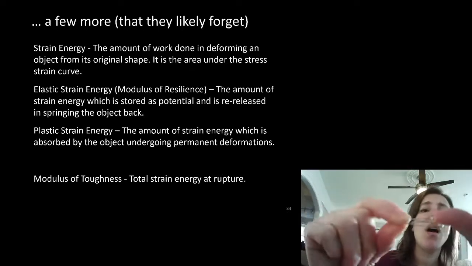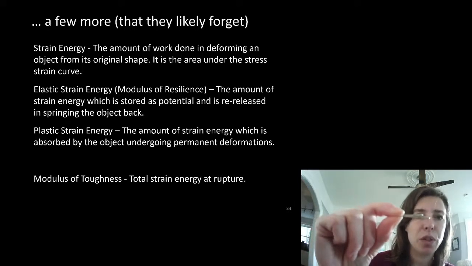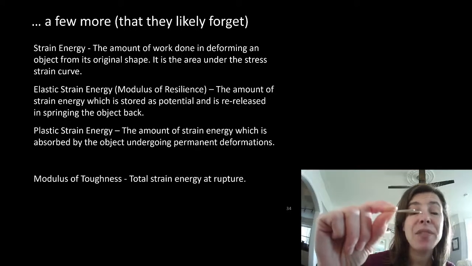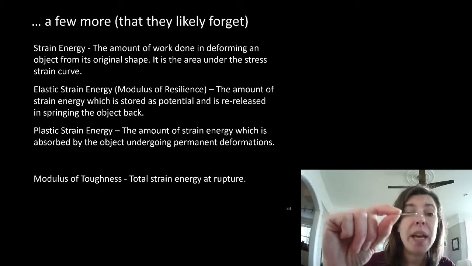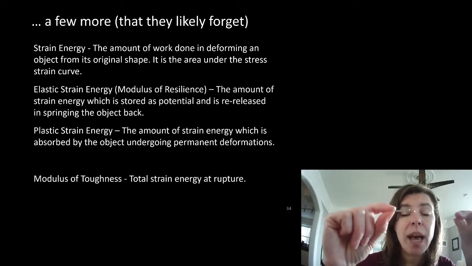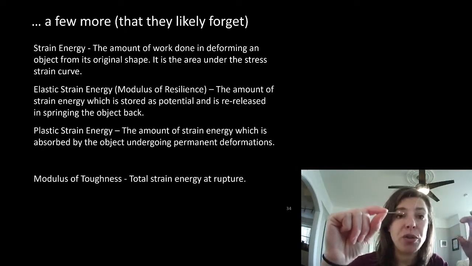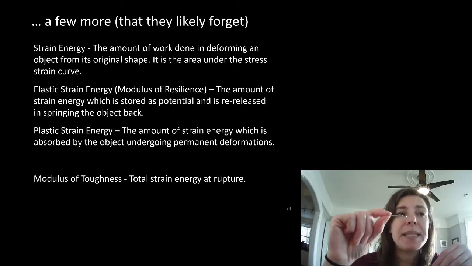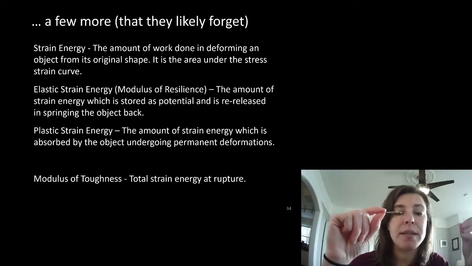When I let go, it doesn't go all the way back to its original shape, but it does have some reversal of shape. So we had gone into the plastic zone, and when I released it, we had our elastic strain energy, or the stored potential energy, that reverted it back to its original shape. But then some of it was plastic strain energy that was absorbed by the material because we underwent permanent deformation.